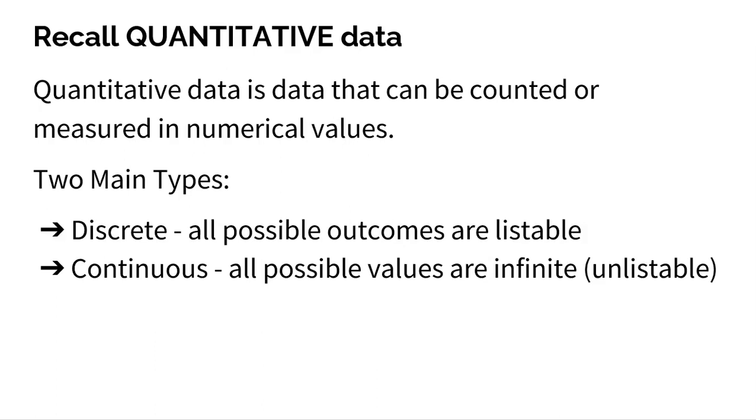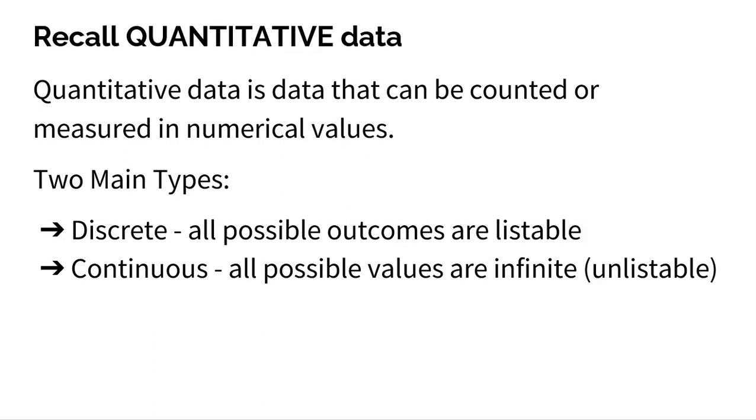So if your data comes in the form of numbers, and those numbers were either from counting, like, hey, I counted 16 red Skittles, or they came from measuring something, like, oh, I measured that person, they weighed 146 pounds. That's quantitative data. There are two main types, discrete and continuous.